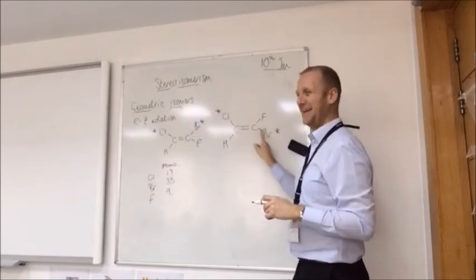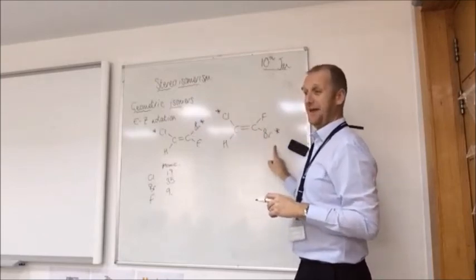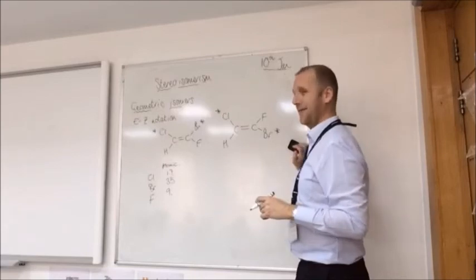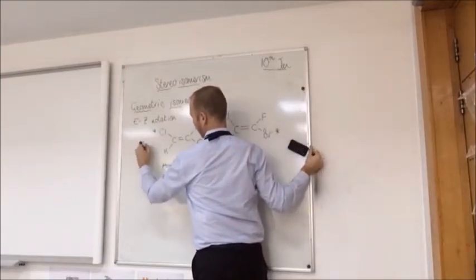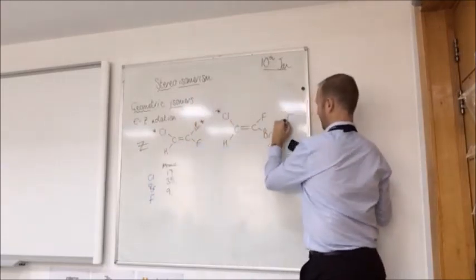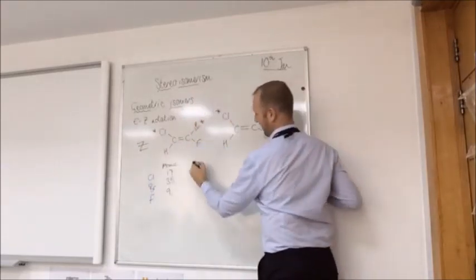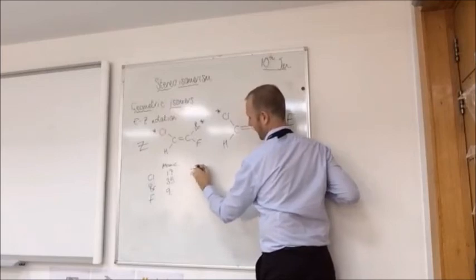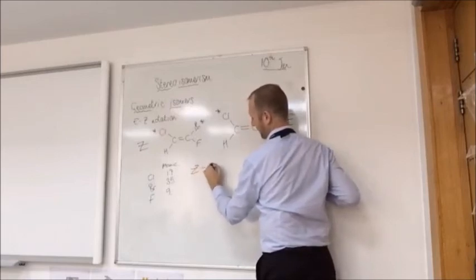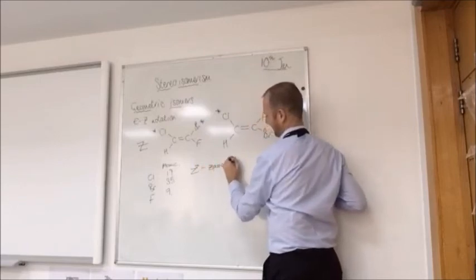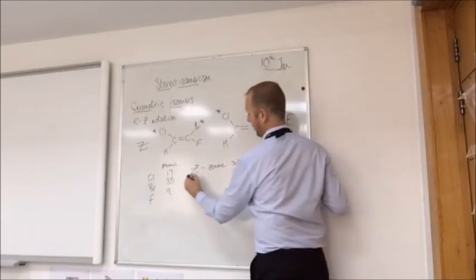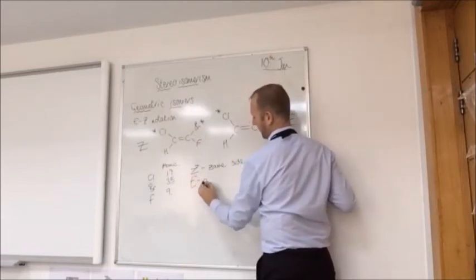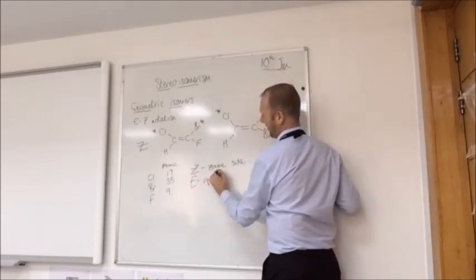The other one is E. So this is Z, like this. This is E. Z for same side. If you can remember that. And then E is for the opposite sides. But you only need to remember one of them, don't you?